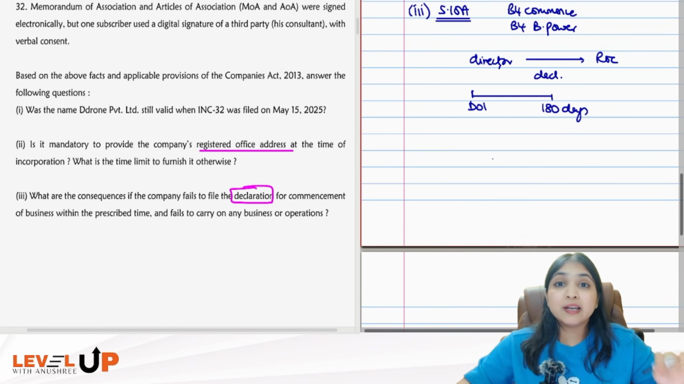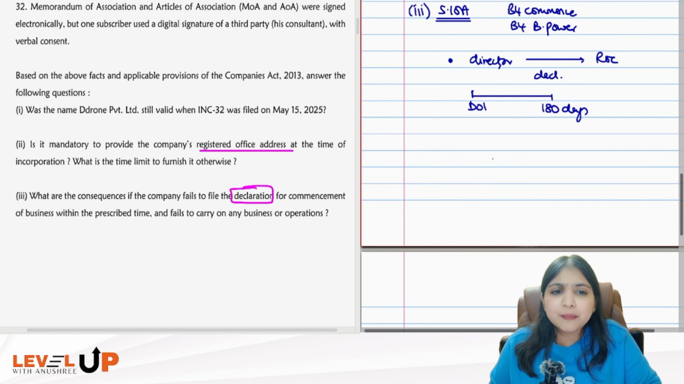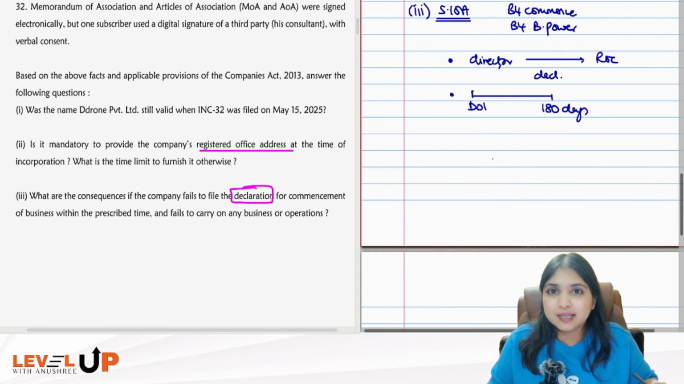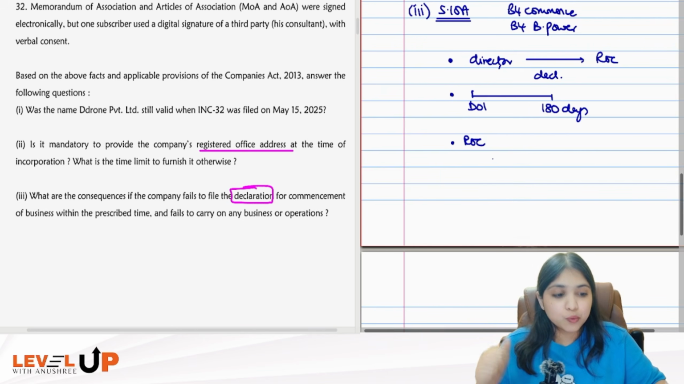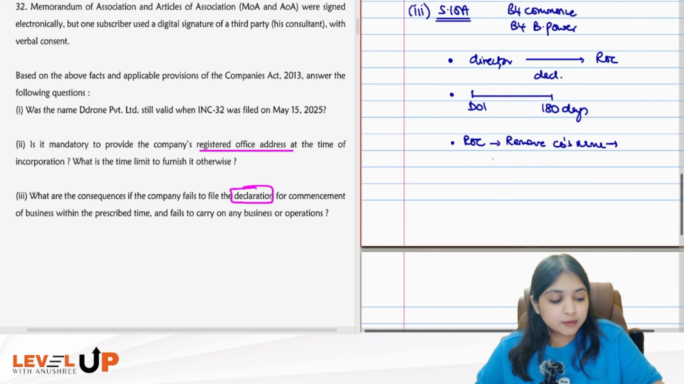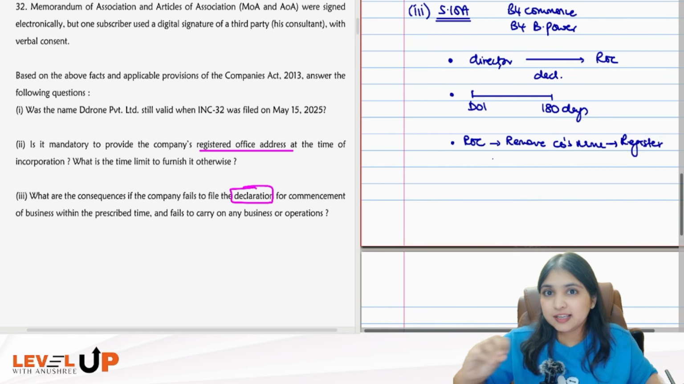of the company has to file a declaration with the ROC, a declaration saying that all the subscribers have fully paid for the shares which they have taken up, and this declaration has to be filed within 180 days of the incorporation of the company. Now listen, the ROC has a very big power over here. The ROC has a power to remove the company's name from the register of companies. See, a company will exist only till its name is there in the register of companies.